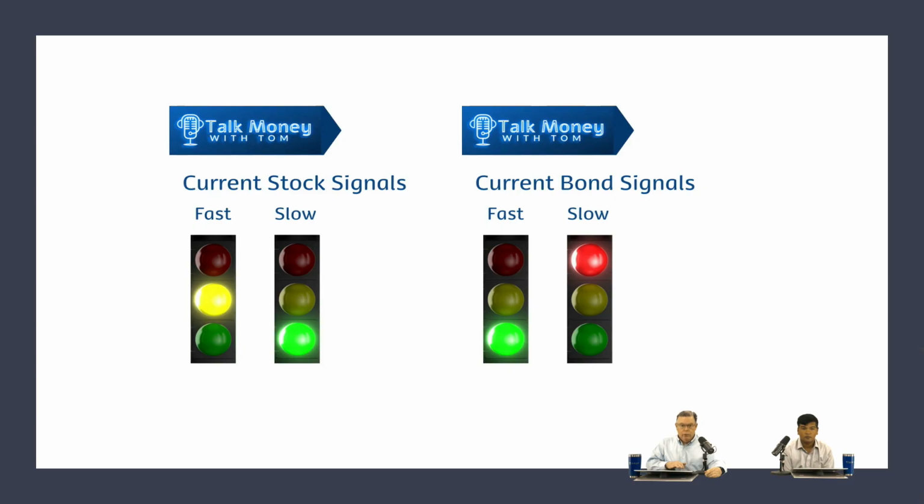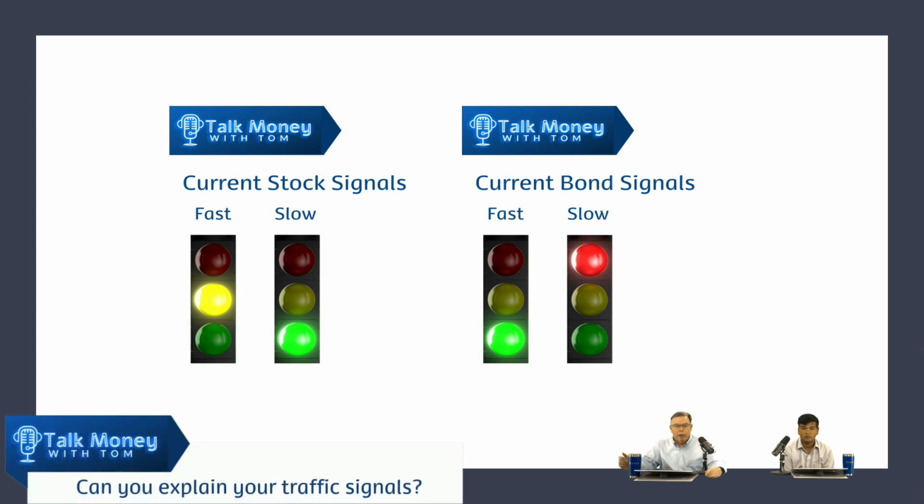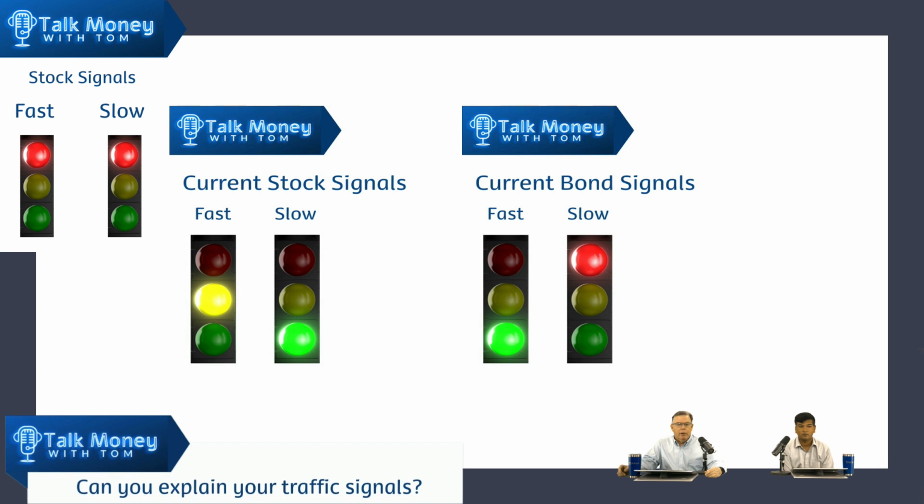Can you explain the traffic signals? Like, how do you come towards them, and how does that work? Yeah, so here's an example of the current signals. You can maybe flash those up there if you want, just so we can see. There we go. So that's the current signal: for stock, fast and slow are both red. Bond is red, yellow, green.